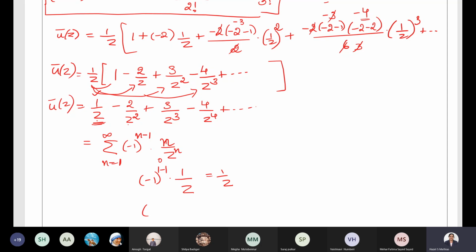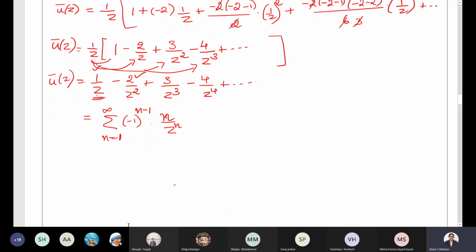Now give n equal to 2. Minus 1 power 2 minus 1 into 2 by z square. Minus 1 power 2 minus 1 is 1. Minus 1 power 1 is minus 1 into 2 by z square, so minus 2 by z square. So the thing was you should start from n equal to 1, not from 0. I hope you all have understood the problem we are facing over here.